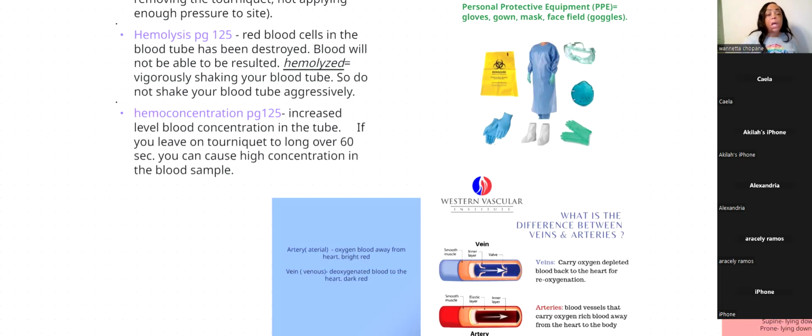Hemoconcentration. Oh, that's where I was at. So hemoconcentration is an increased level of blood concentration in the tube. What that means is if you ever filled up the tube and you got good blood return, you were successful. And let's just say you popped the tourniquet and you took out the needle with the tube still attached. That can happen in real life, right? If you take out that needle with the tube still attached and take it out of the skin, you'll hear a sizzle, like it's sizzling.